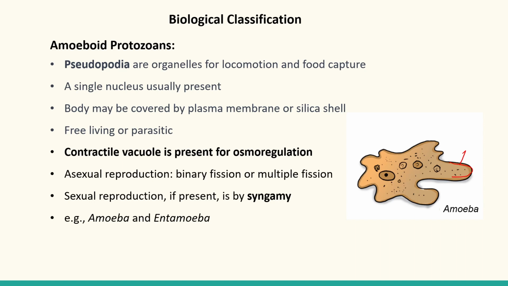Contractile vacuole is present for osmoregulation. Asexual reproduction is of 2 types, binary fission or multiple fission. Sexual reproduction is by syngamy, and examples are amoeba and Entamoeba. The 3 things we consider here are pseudopodia, the locomotory organ, a single nucleus, and nutrition type, that is free living or parasitic.